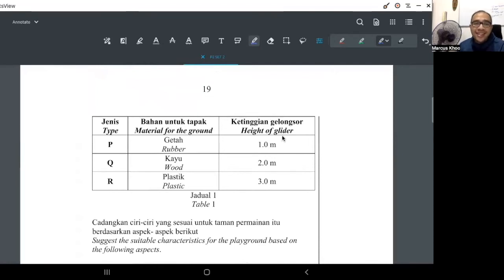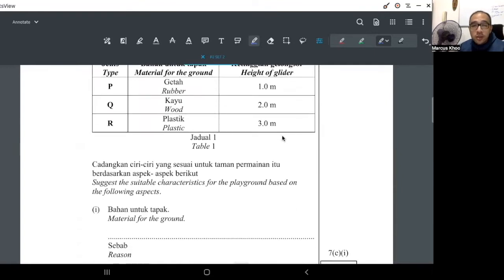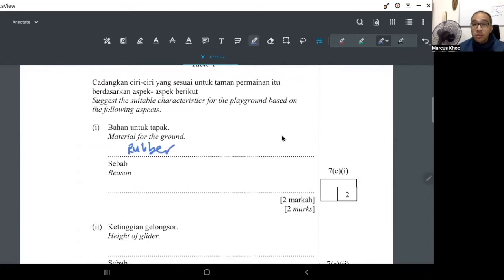Okay, so choose the suitable aspects. I'm sure it is for safety. We want a playground, and a playground is played by children. So the material of the ground definitely has to be rubber. No need to think much. Okay, why rubber? Because think back to this subtopic. This question is what subtopic? Impulsive force. To decrease the impulsive force.